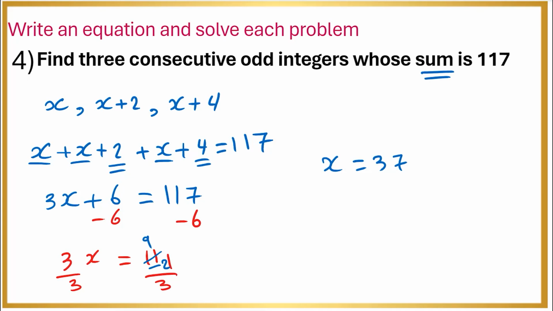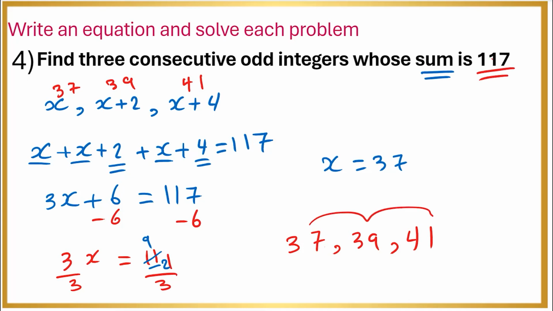Then this means the first number here will be 37, the second one will be 39, and the third one will be 41. Okay, then we write the three odd numbers: 37, 39, 41. If you want to check your answer, you can do plus between the three numbers and check whether they equal 117 or not.